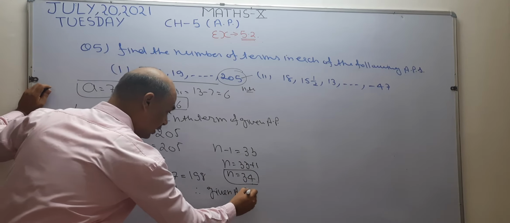For this, you have to suppose, let minus 47 be the nth term. What is the value of A? 18. You have to check the value of D. After getting the value of A and D, you have to substitute the values in this formula: A plus n minus 1 D, which is going to be equal to minus 47 for the second part.